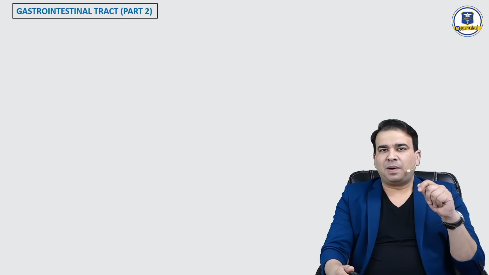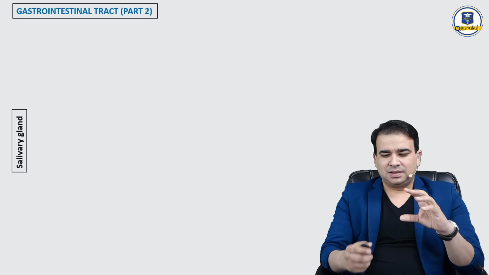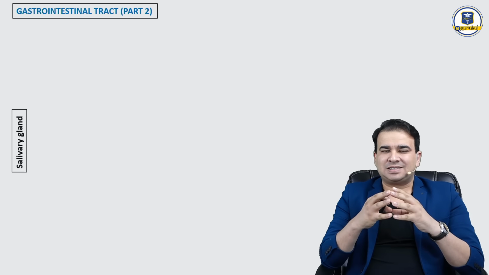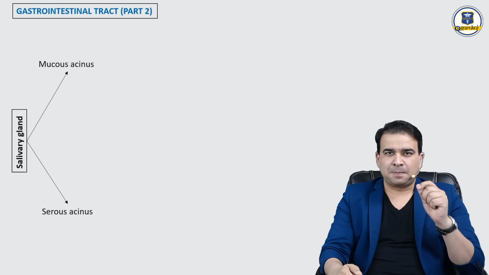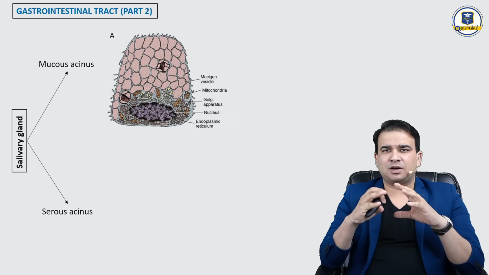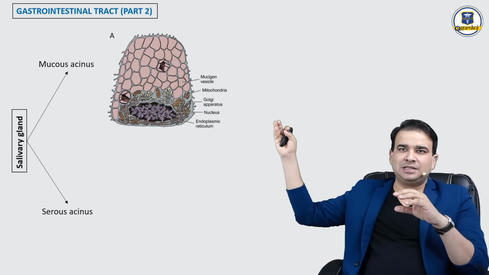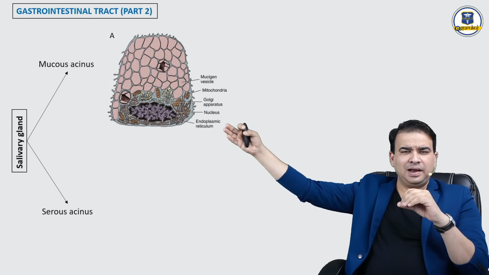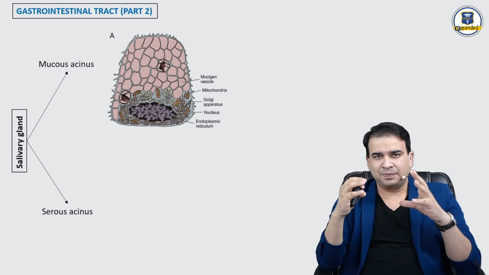Talking about the second part of the GIT tract lining epithelium, let us talk about the salivary gland. The 2 types of acinus that we see in the salivary gland are the mucous acinus and the serous acinus. Now, if you look at the picture of mucous acinus, these are columnar cells, and they have flat and basal nuclei. As you can see in the picture, we have flat and basal nuclei, and then you can see lots of mucogen granules present in it.